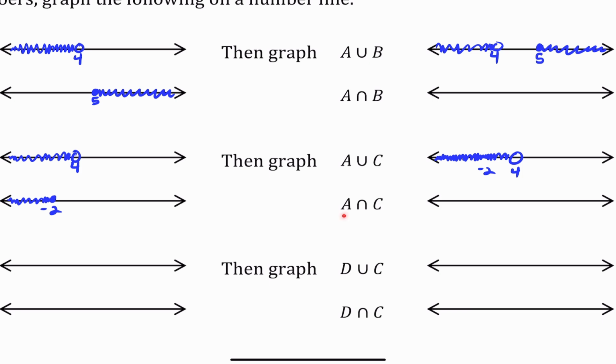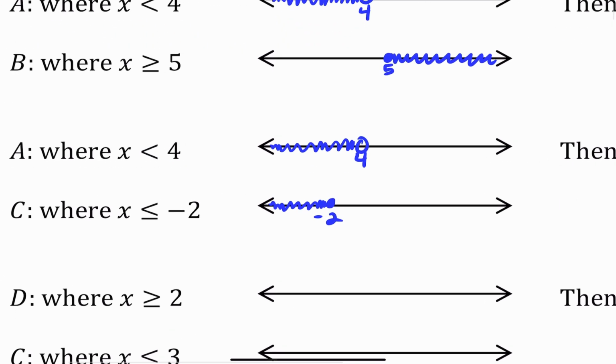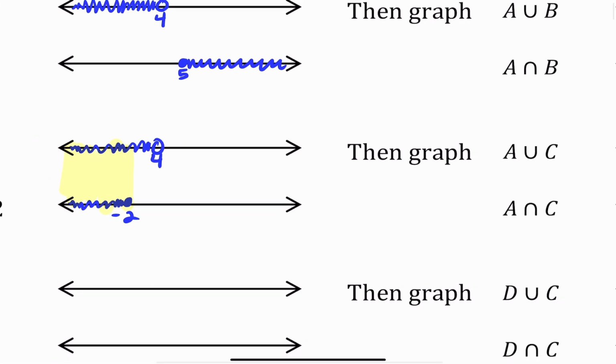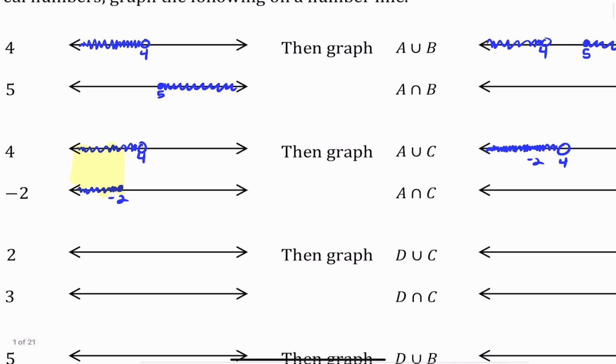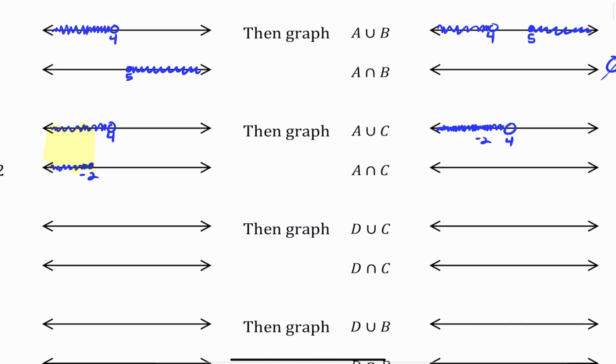Where it says A intersecting C, where do they intersect? What do they have in common? Well, I'm going to highlight it with my yellow highlighter here. That would be right here. So all the numbers that are less than or equal to negative 2. That would be right there.